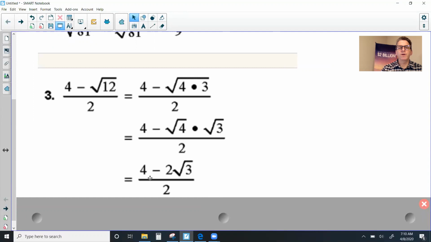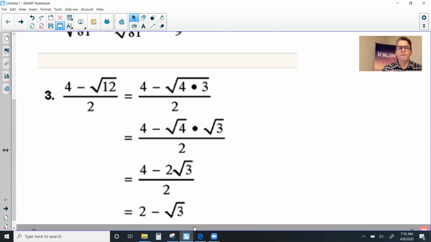Now this can be simplified, as 4 over 2 is 2, and 2 square root of 3 over 2 is the square root of 3. So if you see, 4 over 2 is 2, and 2 square root of 3 over 2 is the square root of 3.